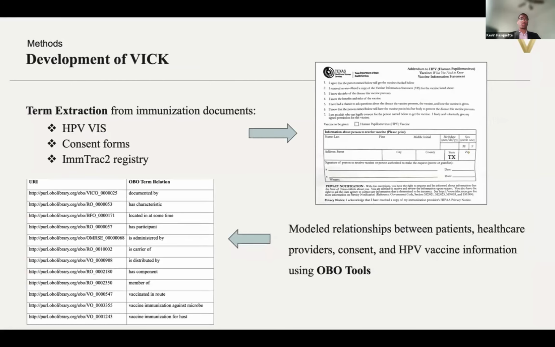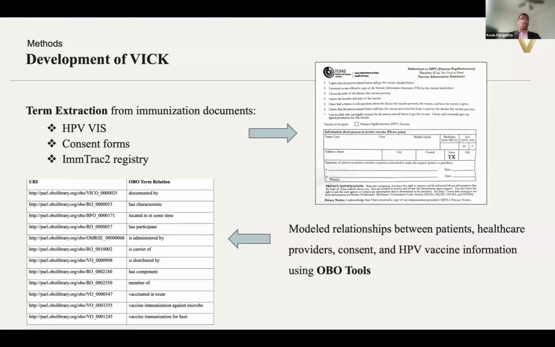So how was VIC developed? We extracted terms from a series of documents, including the Texas HPV vaccine information statement, a series of minor consent forms, and MTRAC2 registry entries. Concept maps were generated, which I will show later and explain in detail. These concept maps illustrate the relationships among patients, consent documents, vaccines, and potential adverse events that may happen from receiving a vaccine.